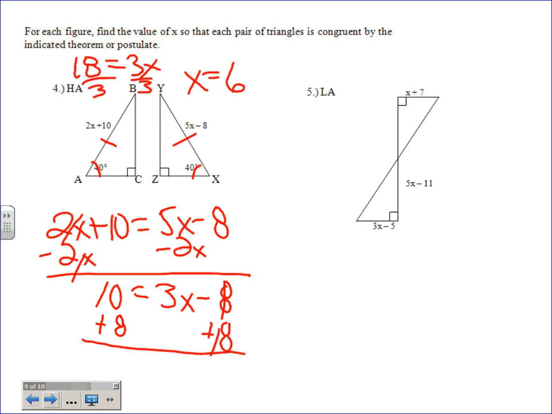Of course, I could have also asked for the length of AB and YX and all of that stuff. And if I did ask, and it's good to check, just put 6 in both locations and see if it comes out to the same measure. If I put 6 in here, it's 12 plus 10, 22. Do I also get 22 on the other one? Yep.